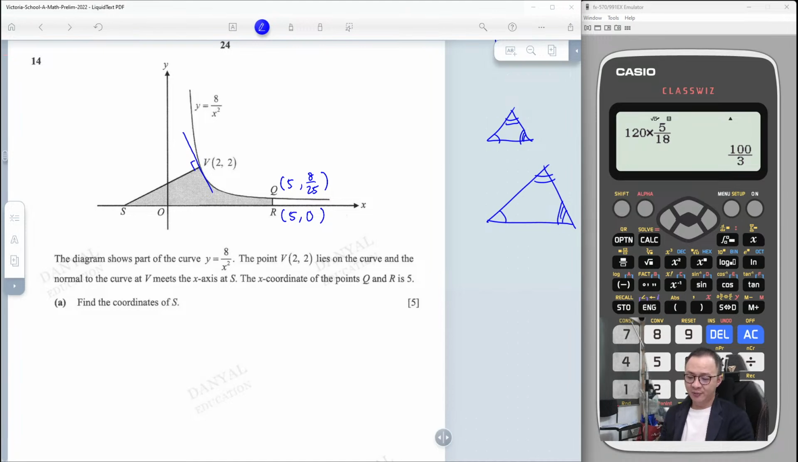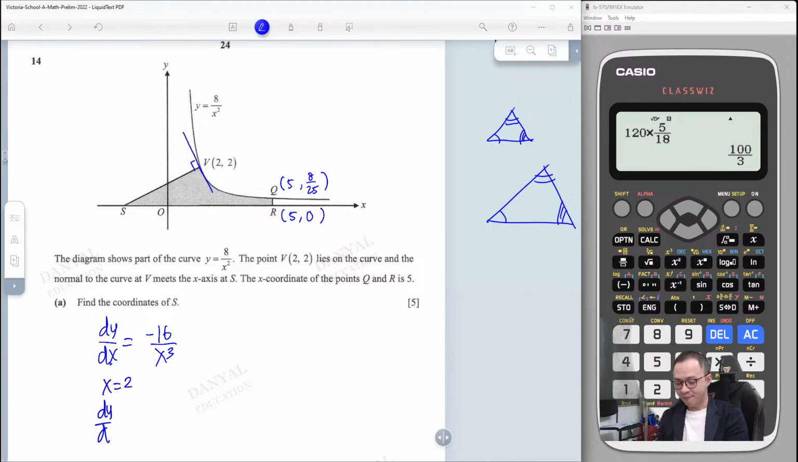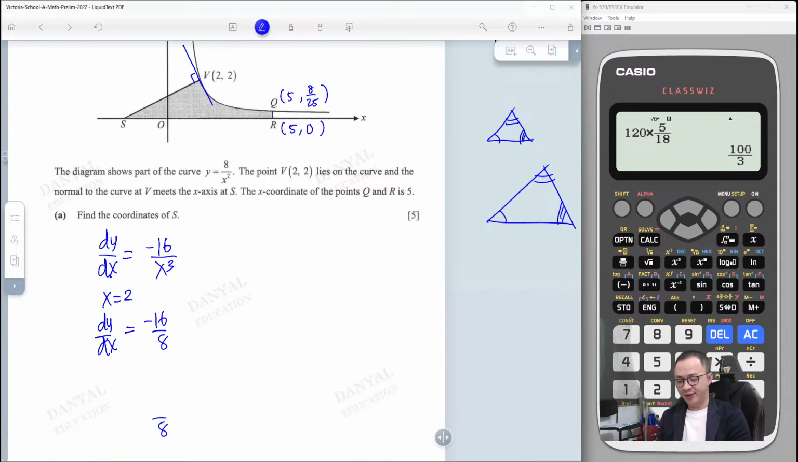Then, the question asks me to find coordinate S, so I just find the equation of the normal, and after that I sub y equals 0 into it. That's all. So first thing I do is dy/dx. It should be negative 16 over x to the power of 3. Then I sub x equals 2 into my dy/dx. Then I get negative 16 over 8, which is negative 2.